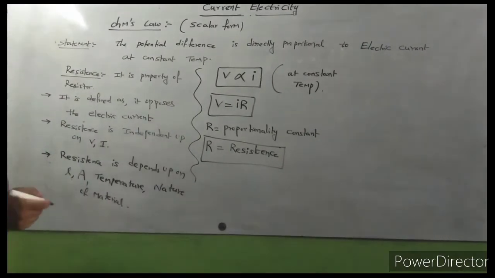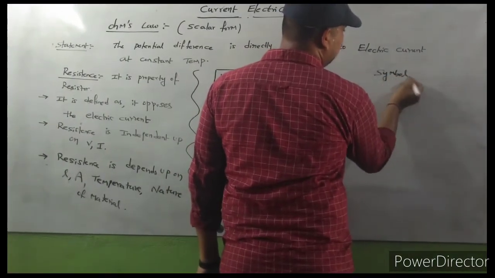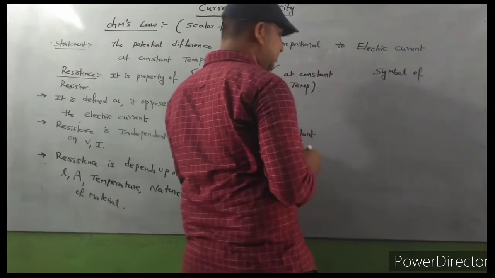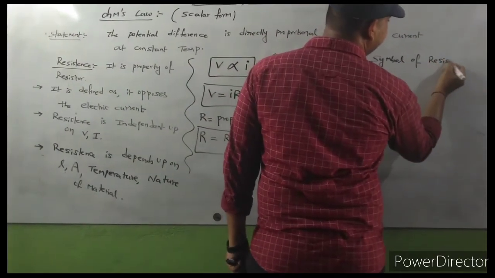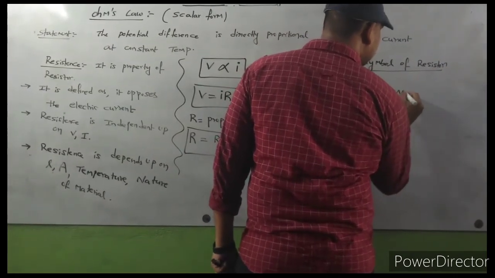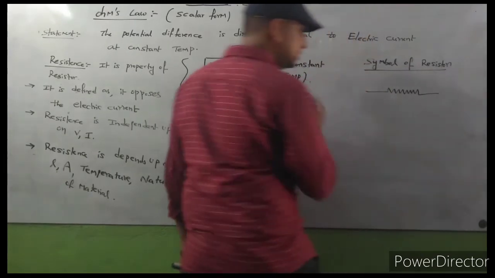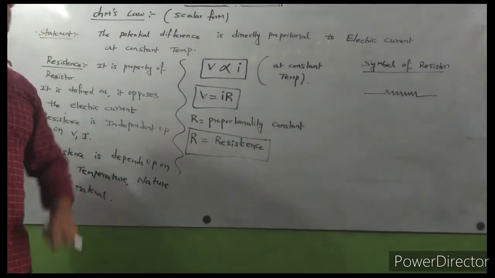And this is the symbol of a resistor. What is the symbol of a resistor? This is the symbol of a resistor. So a resistor can be indicated like this.